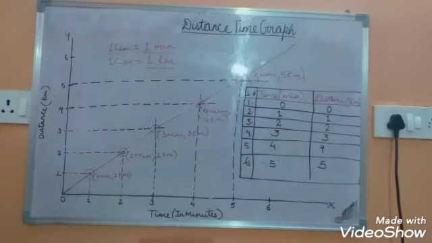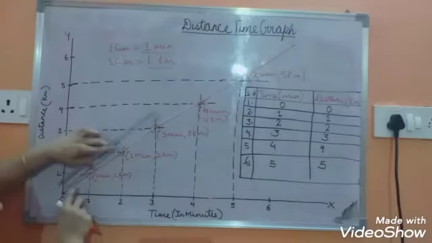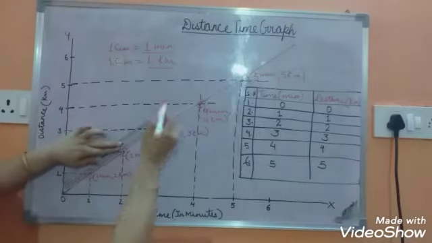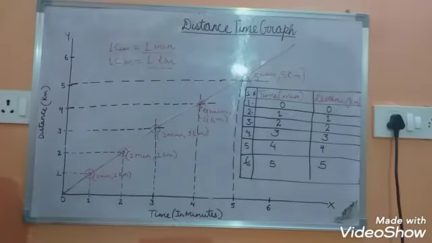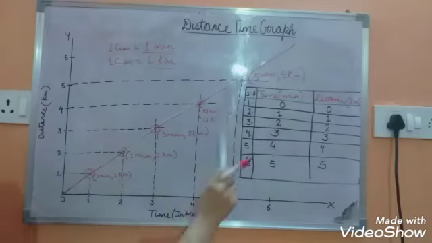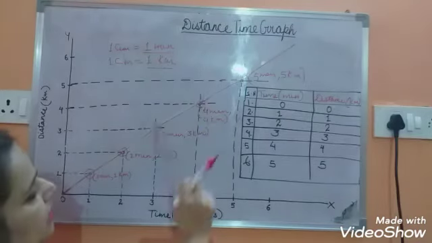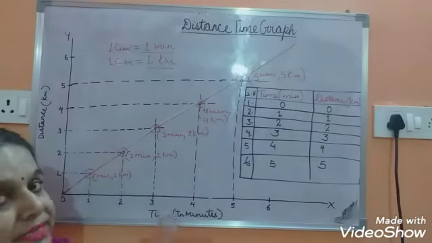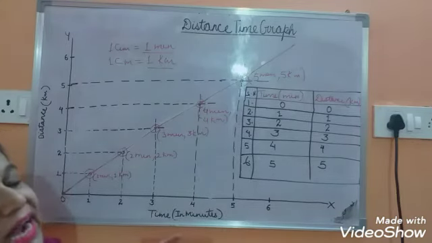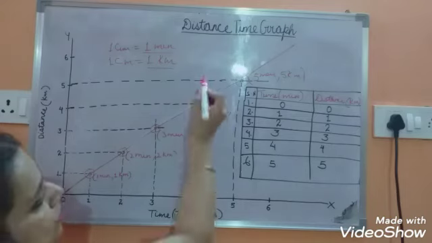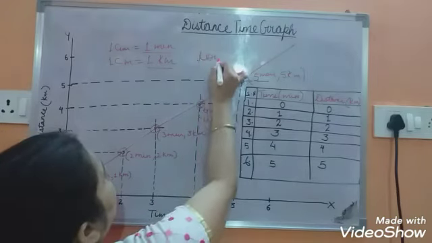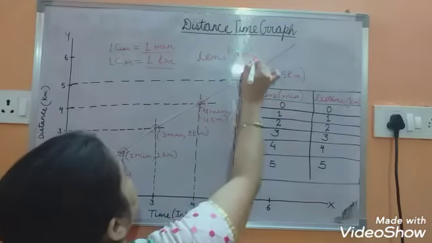Now what we will do, with the help of a scale on the graph paper, we will join all the points. When you join all the points on the graph paper, you will get what? You will get a straight line. You can see this is a straight line graph. So if the graph between the distance and time is a straight line, it represents what? It represents that the object is moving with constant speed.